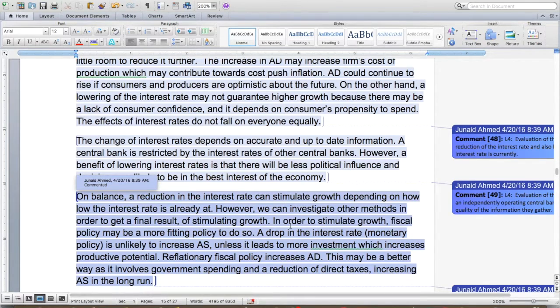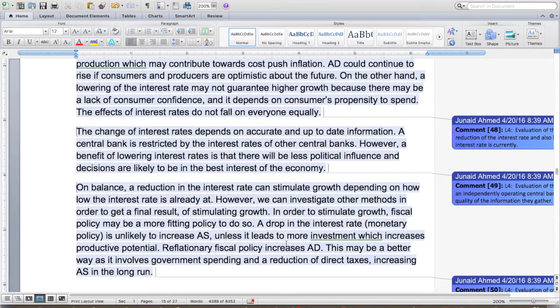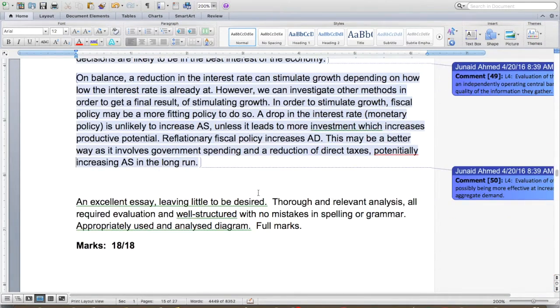Okay, now we're going to say we can also explore alternatives to this approach, which is a great evaluative measure. In order to stimulate growth, fiscal policy may be a more fitting policy to do so. A drop in the interest rate, monetary policy, is unlikely to increase aggregate supply unless it leads to more investment, which increases productive potential. Reflationary fiscal policy increases aggregate demand. This may be a better way, as it involves government spending and a reduction of direct taxes, potentially increasing aggregate supply in the long run.